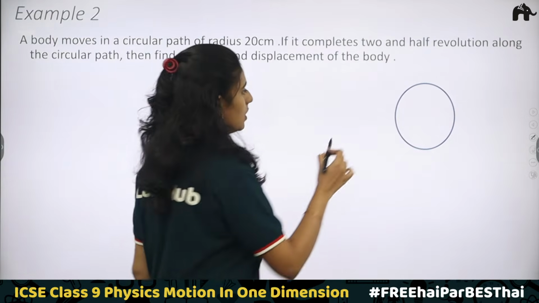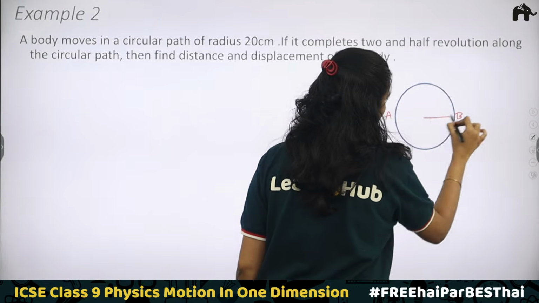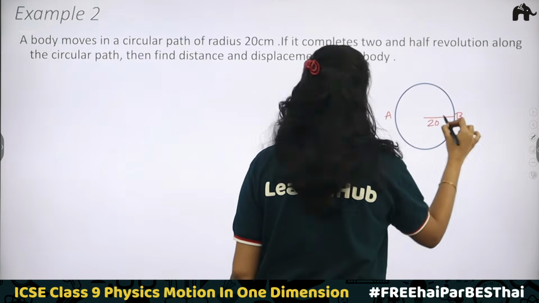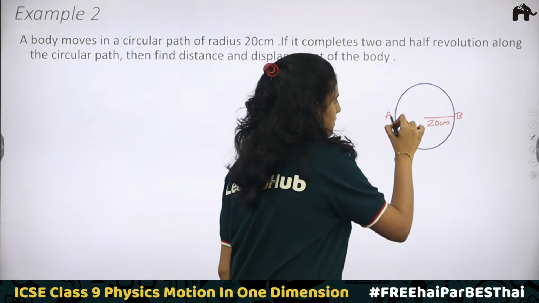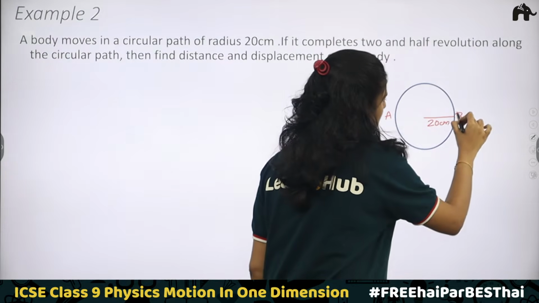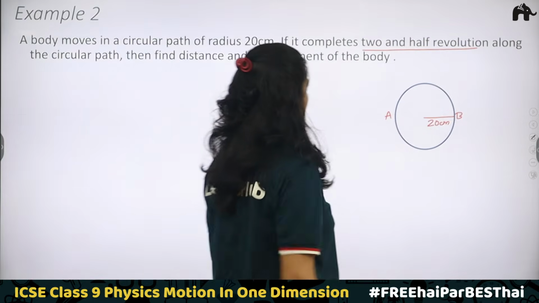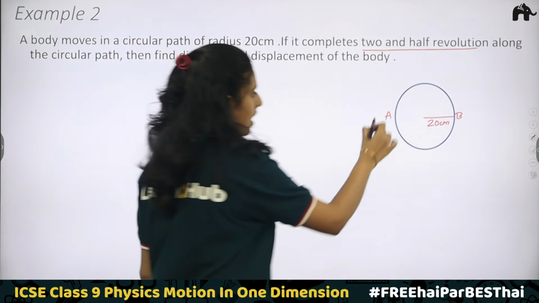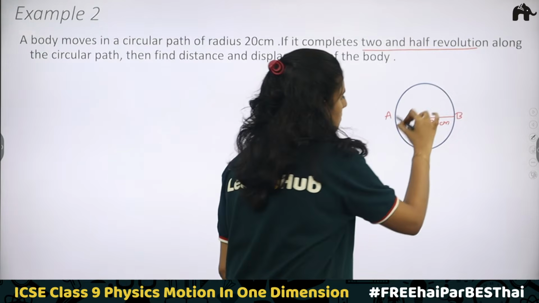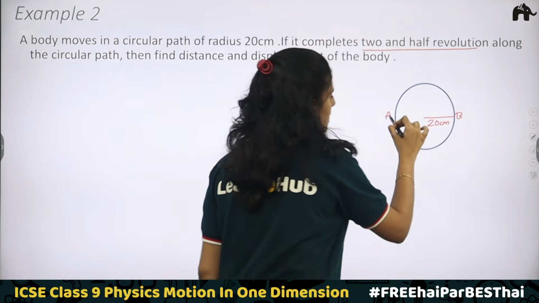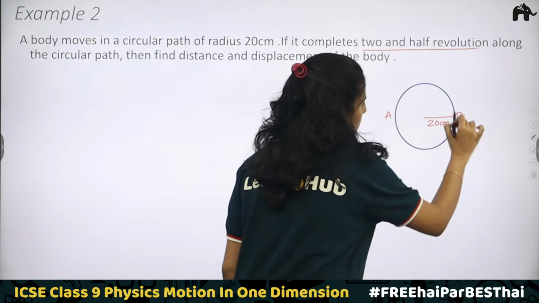So here we have a circular path. Let's mark 2 points A, B of radius 20 centimeter. The body starts from A, reaches B, B to A. So here it is given 2.5 revolution. 2.5 revolution means starting from here, one complete revolution, second complete revolution, and half means from A to B. This is half.